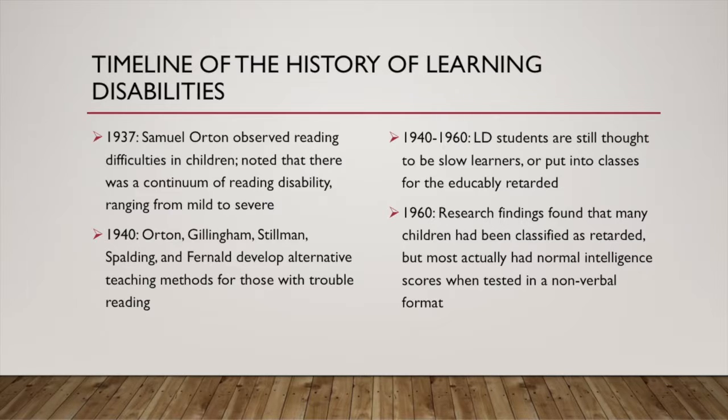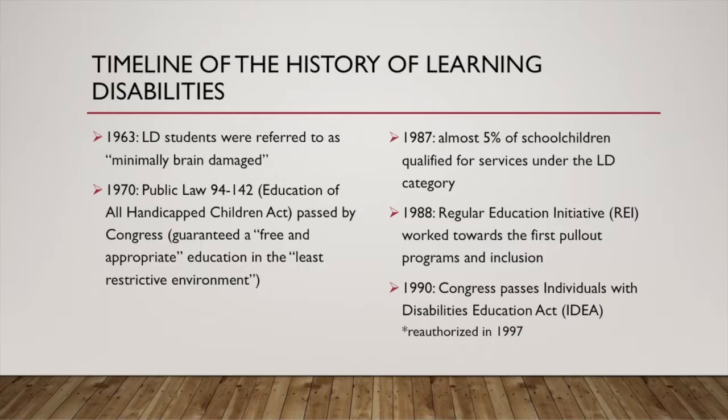In 1940 through the 1960s, LD students were still thought to be slow learners, or they were put into classes for the educably retarded. And then in 1916, research findings found that many children who had been classified as retarded actually had normal intelligence scores when they were tested in a nonverbal format. And then in 1963, LD students were referred to as minimally brain damaged.